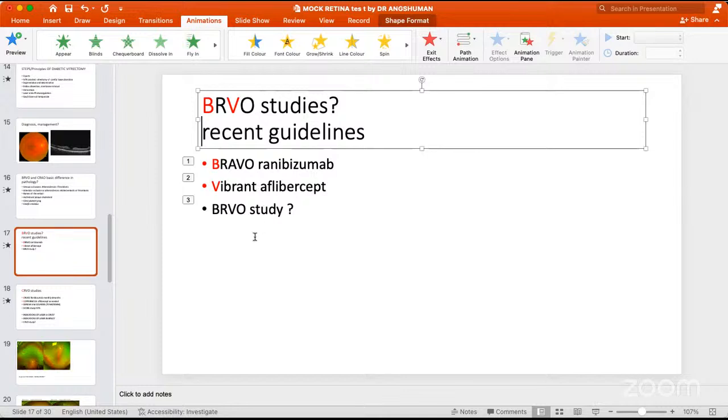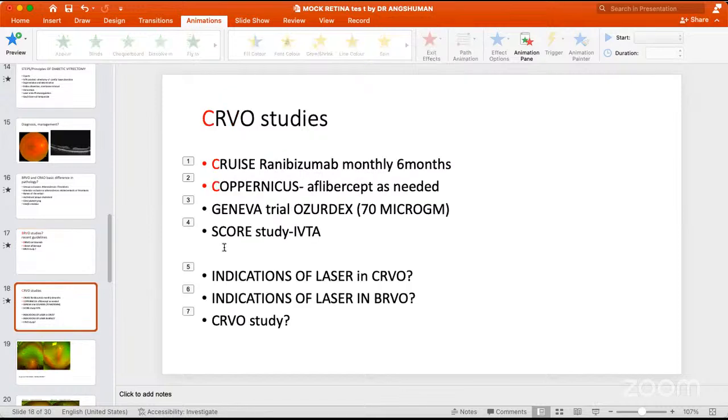So you should read at least the BRVO and CRVO studies. For BRVO, it is all given in Kanski, to help you remember, BRAVO and VIBRANT. You should remember these are all from Kanski. And for CRVO, you should know the CRVO study, and it's C for CRUISE and COPERNICUS. GALILEO and GENEVA for Ozurdex, COPERNICUS, and COMRADE. So can anybody discuss indications of laser in CRVO?